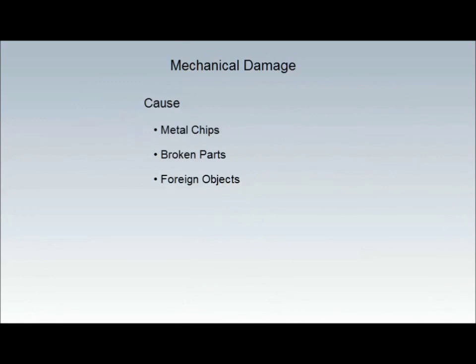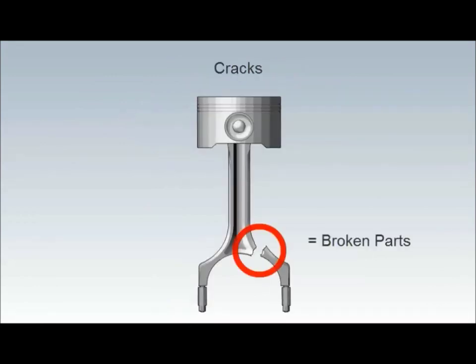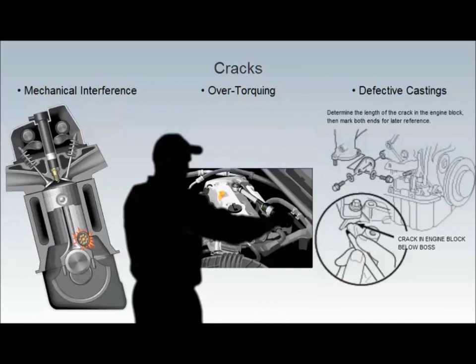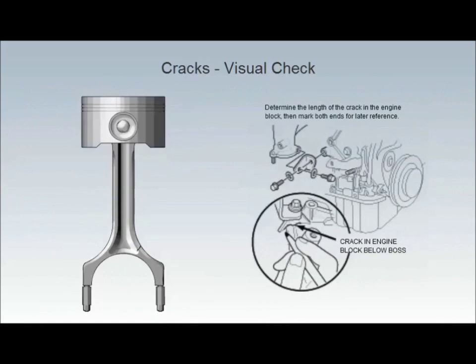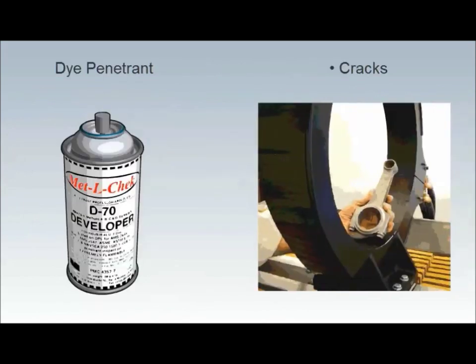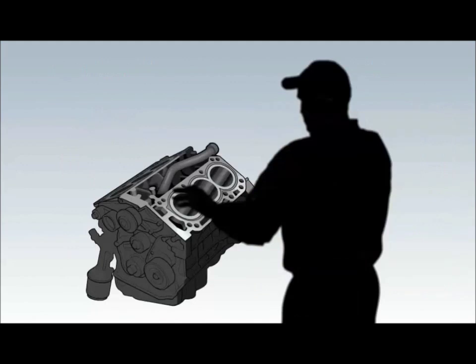Mechanical damage occurs due to metal chips, broken parts, or foreign objects that interfere with mechanical operation. These contaminants can crack, chip, or bend engine components. Anytime you see a crack, you're looking at a potential failure point. Cracks can occur due to mechanical interference, over-torquing, or defective castings. Cracks can be identified visually, but the industry also uses dye penetrant or magnetic inspection procedures to identify invisible cracks. These procedures are not necessary for parts calling for a visual inspection.